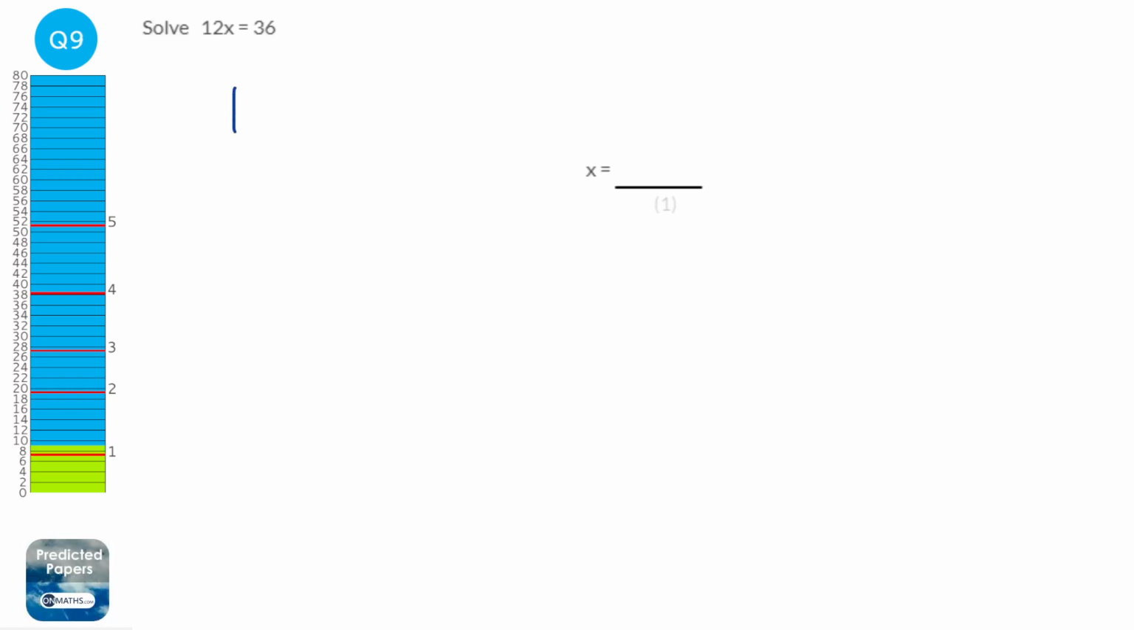We're going to start just by copying out the question. Now when we're asked to solve, it means we need to find x, okay?